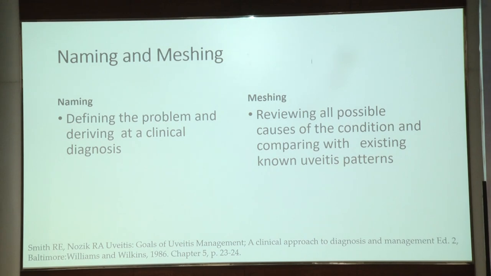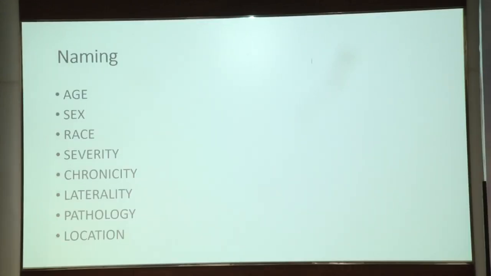So in order to solve a problem, we first need to name the problem. This technique was introduced almost 35 years back by Nozik, which is naming on the basis of the ocular history and examination. First, naming is defining the problem and arriving at a clinical diagnosis. And meshing is comparing all the entities and patterns, which will help us in reaching a provisional diagnosis first and then the final diagnosis. So what does naming comprise?